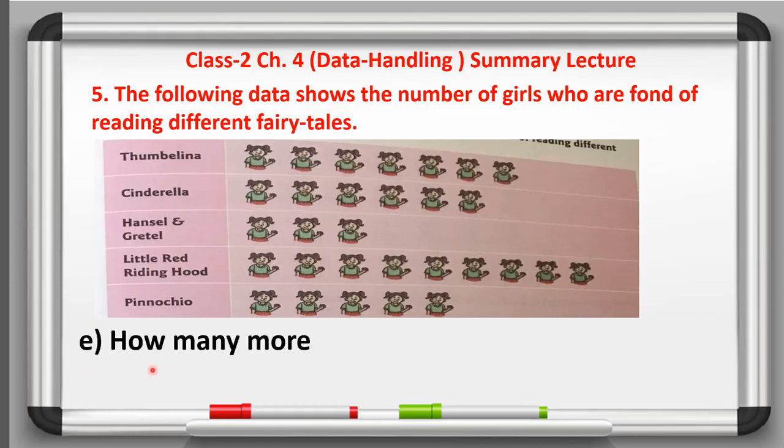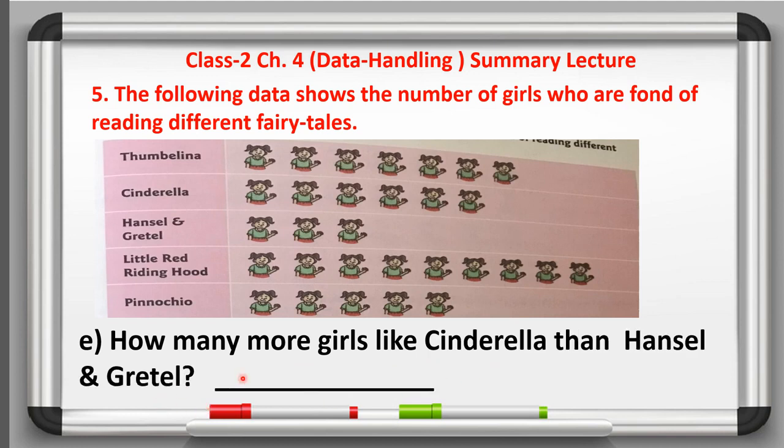it is given how many more girls like Cinderella than Hansel and Gretel. Okay, so here we have to make a comparison between Cinderella and Hansel and Gretel. So here in Cinderella how many girls are there? 1, 2, 3, 4, 5 and 6, and in Hansel and Gretel there are 3 girls only. So to find out the difference we will subtract. So 6 minus 3. Okay, and that is equal to 3. So 3 more girls like Cinderella than Hansel and Gretel. Understood, beta?